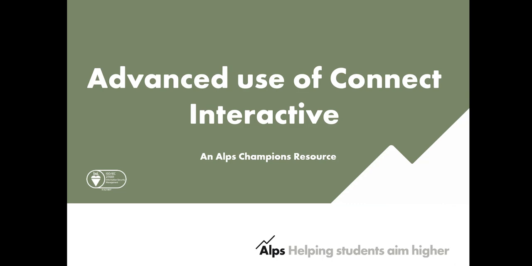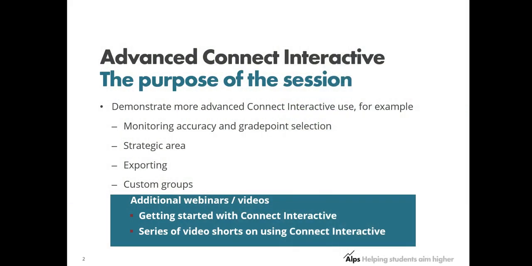The Getting Started has all the basic tools. So what we're going to do in this webinar is look at some more advanced use of Connect Interactive. In particular, I'd like to focus on the monitoring accuracy and selecting your grade points so that you get the most out of your analysis. We'll take a quick look at the strategic area, a bit of exporting, and a quick look at custom groups.